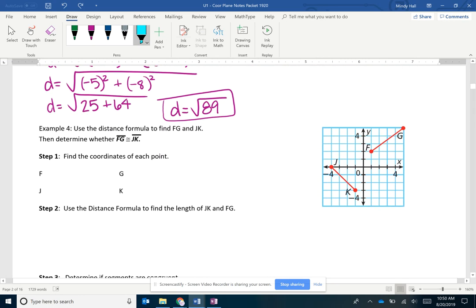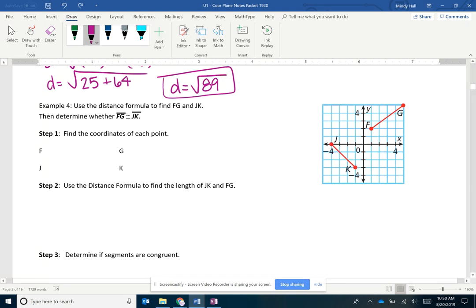So we are going to use the distance formula to find FG and JK and then determine if they are congruent or not. So first we need to find the coordinates of all these points. So F is 1 to the right, so that is 1 for the x, and up 2, so that is 2. G is 1, 2, 3, 4, 5 to the right, and 1, 2, 3, 4, 5 up.